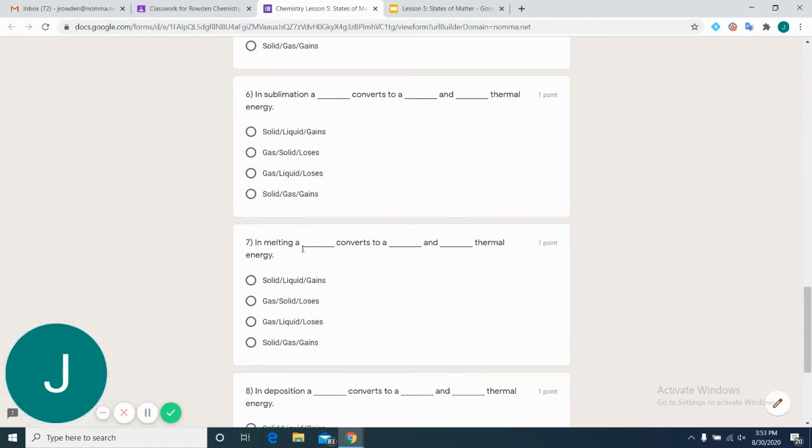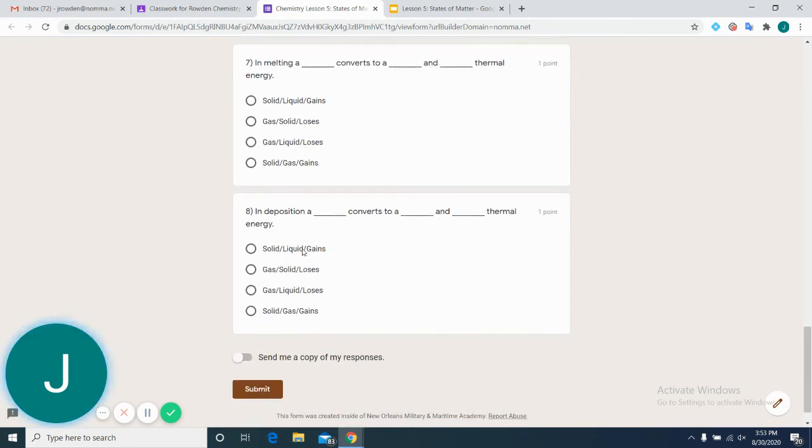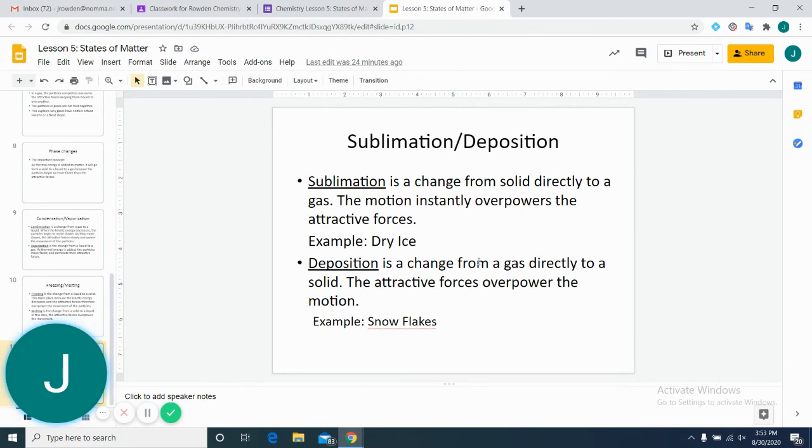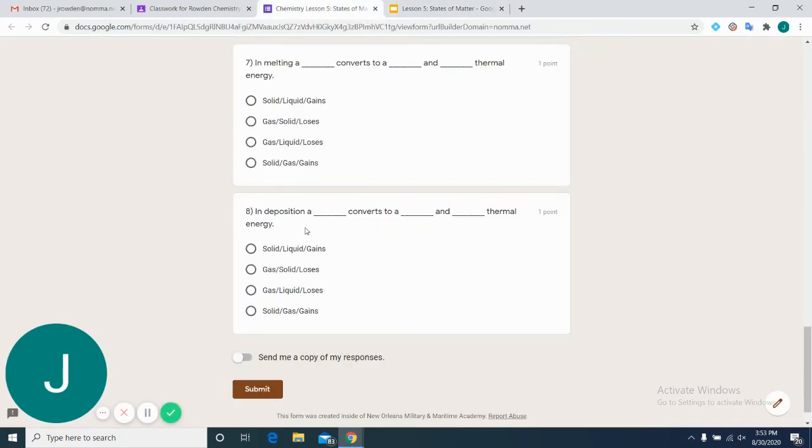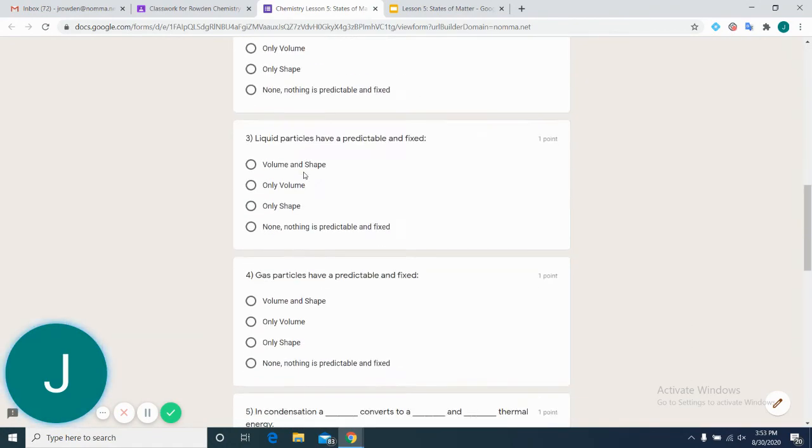Melting. I don't even think we have to look at the slide. What happens when your ice melts? It starts as a solid and it becomes a what? A liquid. And because solid is the lowest amount of thermal energy, it must be gaining thermal energy to become a liquid. And then lastly is deposition, not as familiar, gas straight to a solid. So deposition goes from gas straight to a solid, and since gas is the highest, solid is the lowest, you must be losing thermal energy. All right, so there's our questions for today.